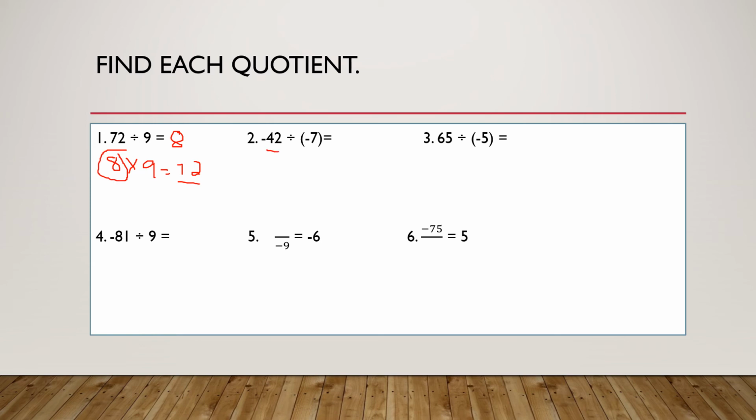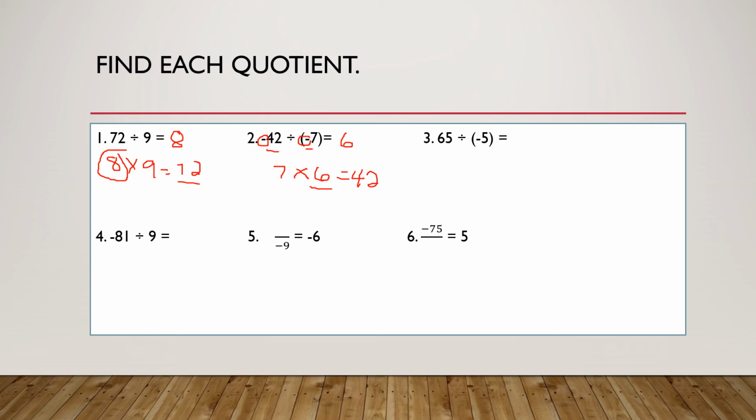Negative 42 divided by negative 7, what do you think is the answer? What number do we multiply by 7 to get 42? We have 6. 7 times 6 equals 42, right? And 42 divided by 7, we got 6. So the quotient is 6. And it is positive because we're dividing numbers with the same sign.